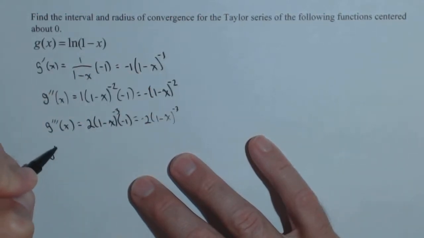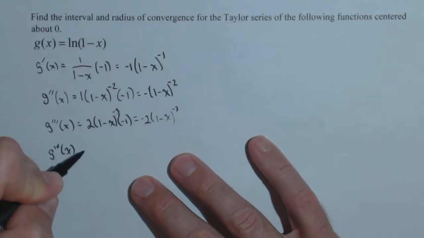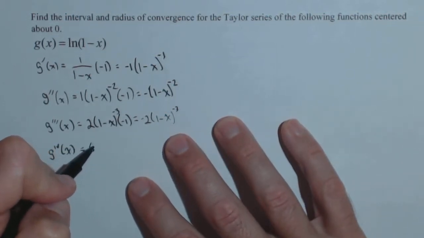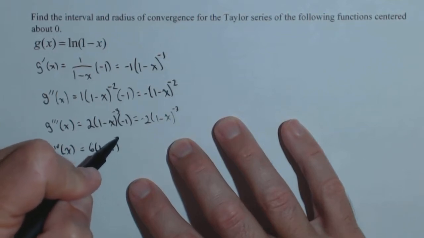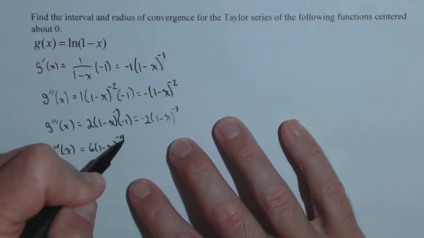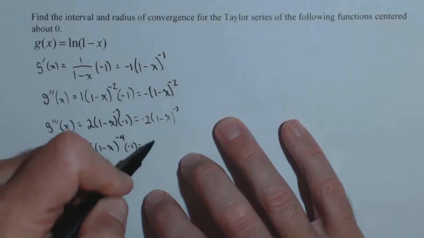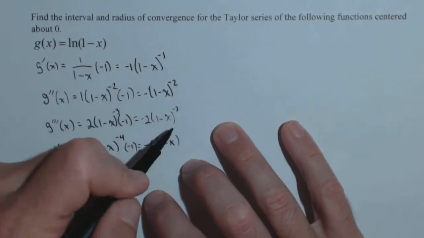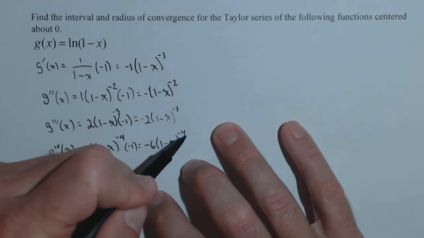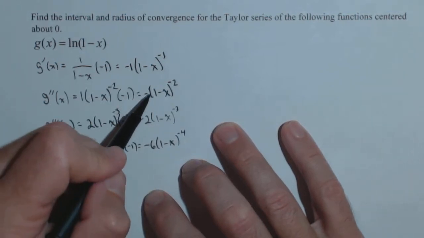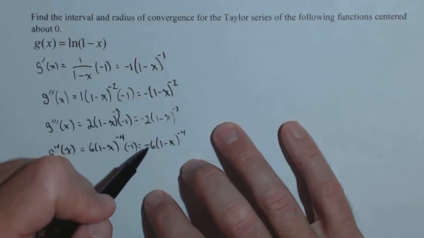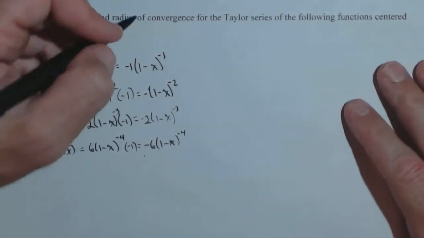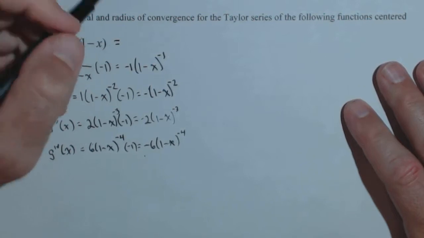You might start to see a pattern here. We'll do this last one and then we'll see if we can have enough to put together our Taylor series. That'll be a positive 6, 1 minus x to the negative 4, but again times a negative 1. So all the terms are coming out negative. And if we look, we have 1, 2, 6, so 1 factorial, 2 factorial, 3 factorial. The next one will be 4 factorial because we're multiplying it in 4. They'll all be negative. So let's write out the first few terms.